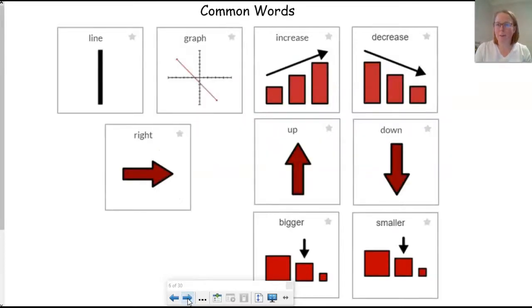We're going to use a lot of common words today. A lot of stuff in this lesson, but you know what? It's all good. First word is line. Then we have the word graph again. We'll talk about increasing, which means things are going up and they're getting bigger. We'll also use the term decrease, which means things are going down or getting smaller.